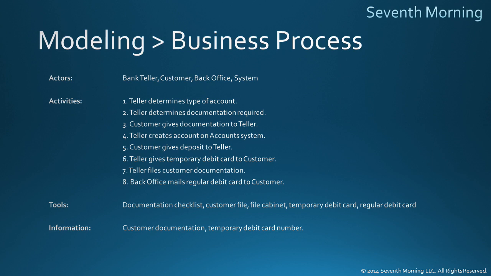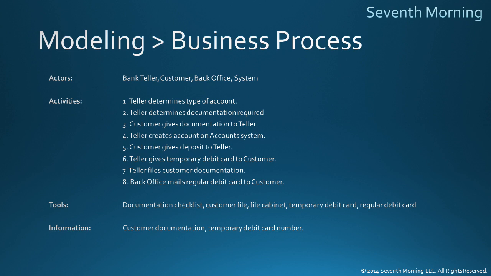Finally, we know what information is required to execute the process. I've only listed 2 here. The customer documentation, which is analog data, probably paperwork of some kind, and the temporary debit card number, which becomes digital data in the system. But there is certainly a lot more data involved in the process, of course, and in a real-life situation, we can spend a lot of time capturing that information.